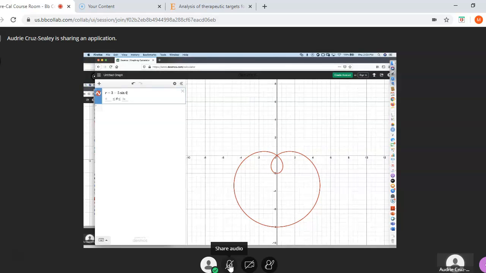Do you see this on your calculator? Make sure you're in polar form, 3 minus 5 sine theta. And I would start with a standard screen, like a standard window. And it should graph it. I'm looking on my TI and I see the same picture. Are we okay? Any questions?